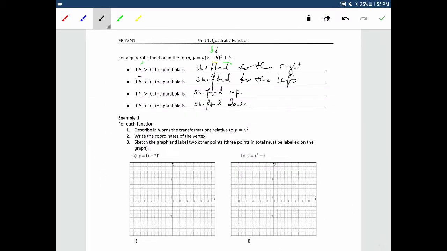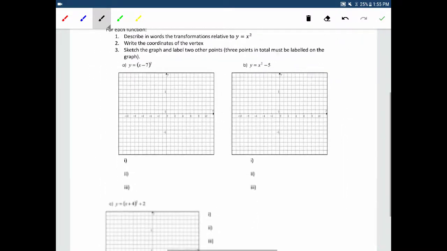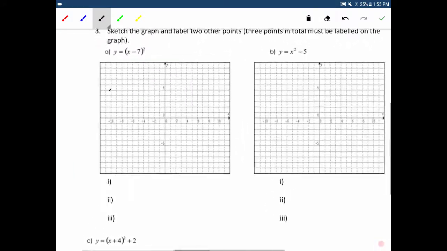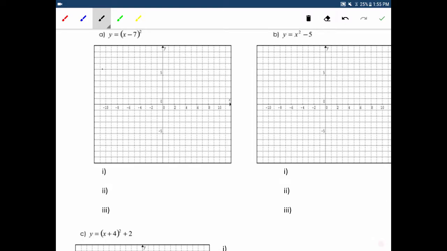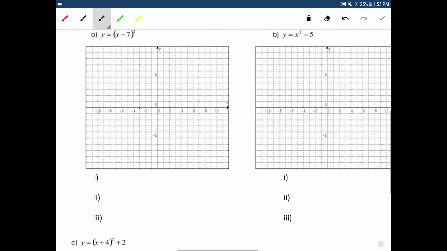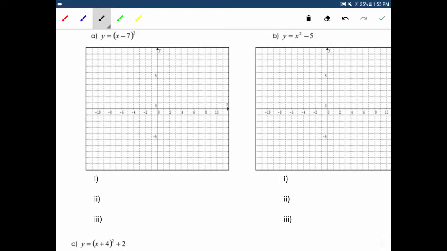So there we go. So let's just try a couple here. First of all, we're going to describe what happens, and then we're going to write the vertex, and then we're going to draw it. Okay? So, we've got x minus 7, all in brackets, and then squared. So, we've got a minus in there, so it's going to do the opposite of what you think. Sometimes we call that the wacky bracky rule. Inside the brackets, it does the opposite of what you think.